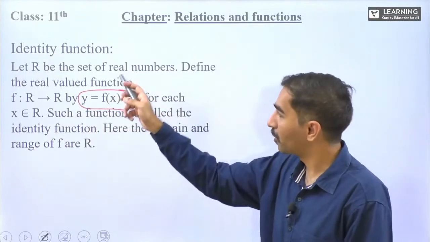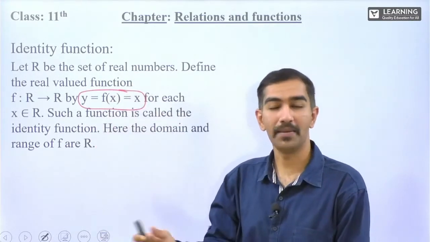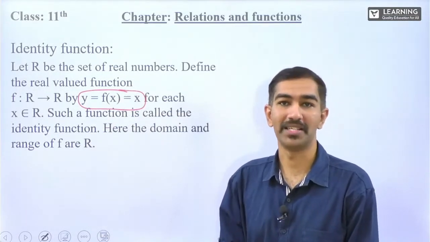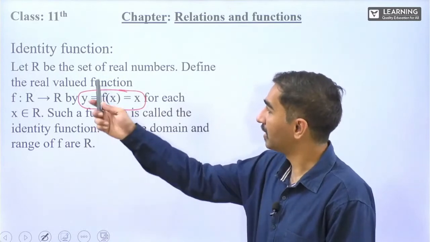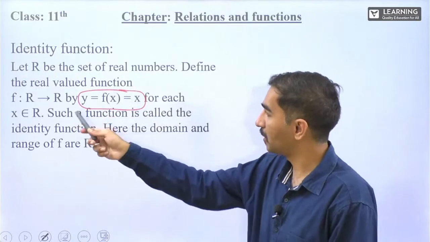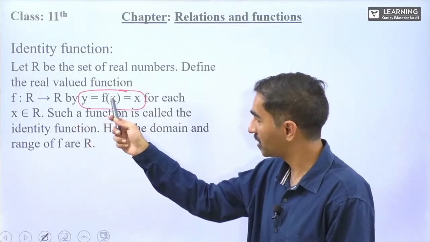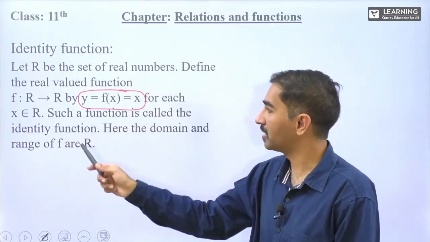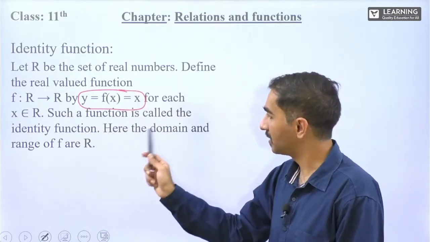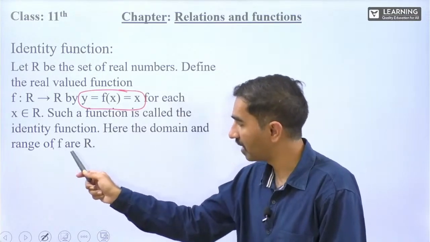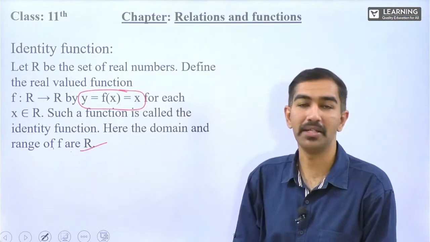As of now, if you're not understanding this, do not worry. I'll also be presenting a graph. Just by looking at the graph, things will be very clear, students. So let R be the set of real numbers. Define the real valued function f from R to R by y equals f of x, where f of x equals x for each x belonging to R. Such a function is called the identity function. Here the domain and range of f are R, which is nothing but real numbers.